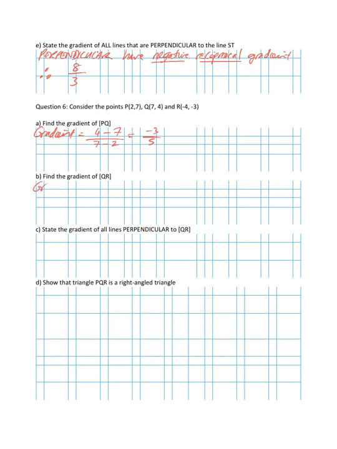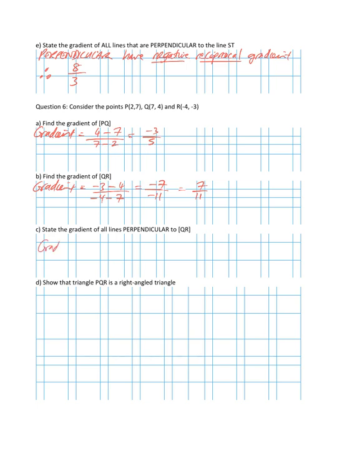Find the gradient of QR. Gradient is going to be y2 -3 take y1 4 over x2 -4 take x1 7. -3 take 4 is going to be -7. -4 take 7 is going to be -11. And negative divided by negative is going to be a positive, so the gradient is going to be 7 over 11.